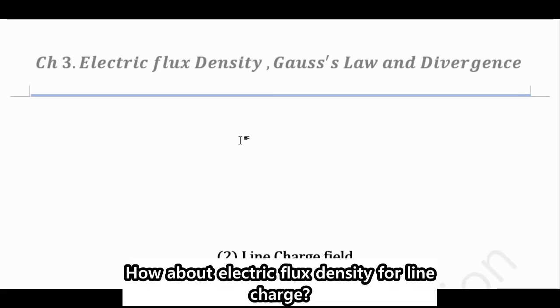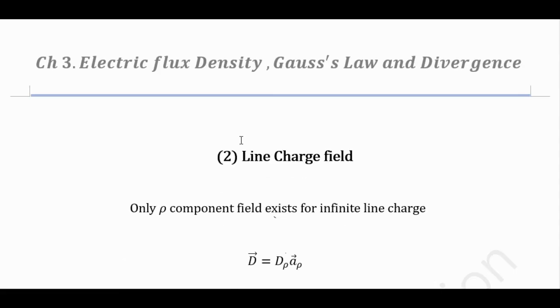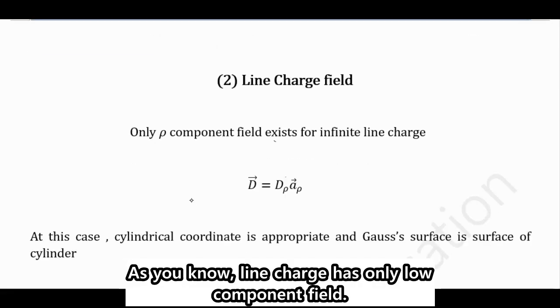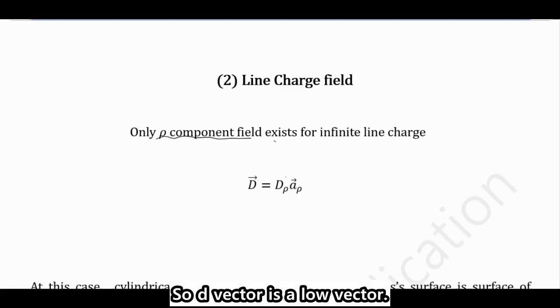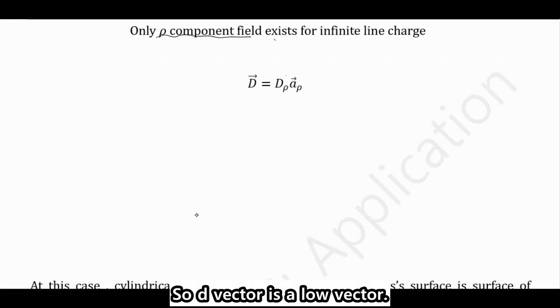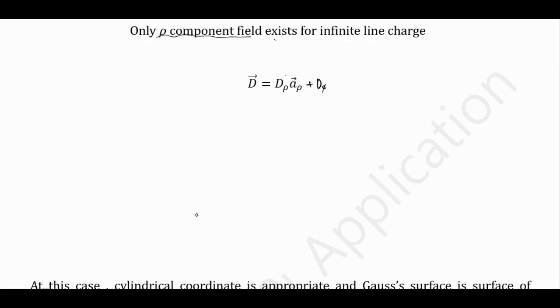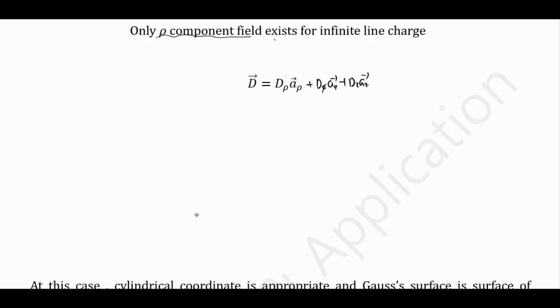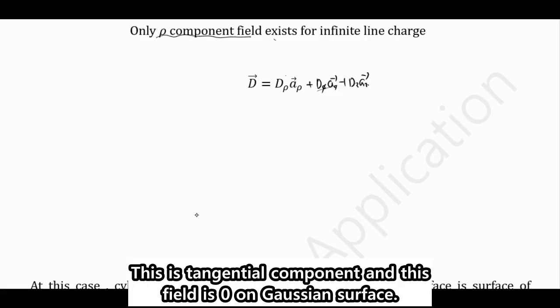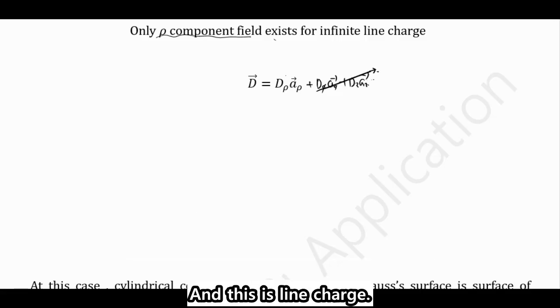How about electric flux density for line charge? As you know, line charge has only rho component field. So D vector is D_rho a_rho vector, D_phi a_phi vector, and D_z a_z vector. This is tangential component, and this field is 0 on Gaussian surface.